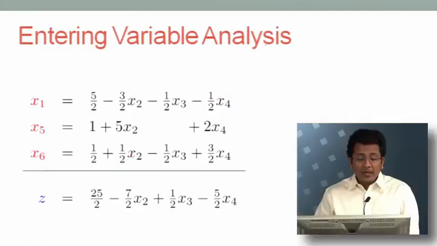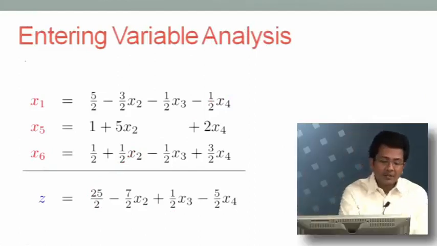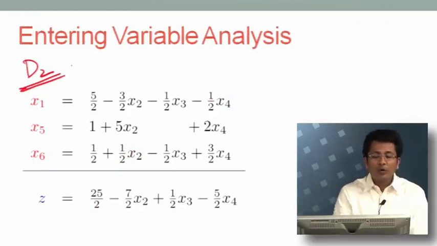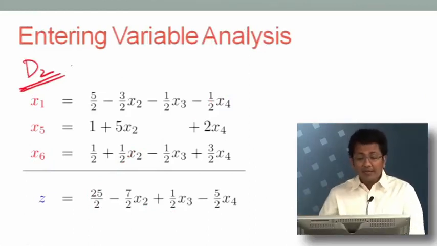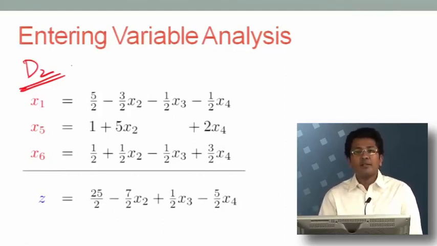Alright, so now that you have a new dictionary, this is dictionary 2, after one pivot from dictionary 1, we can do the same operation. So we can ask, what are the possible entering variables in this new dictionary? What's the entering variable?